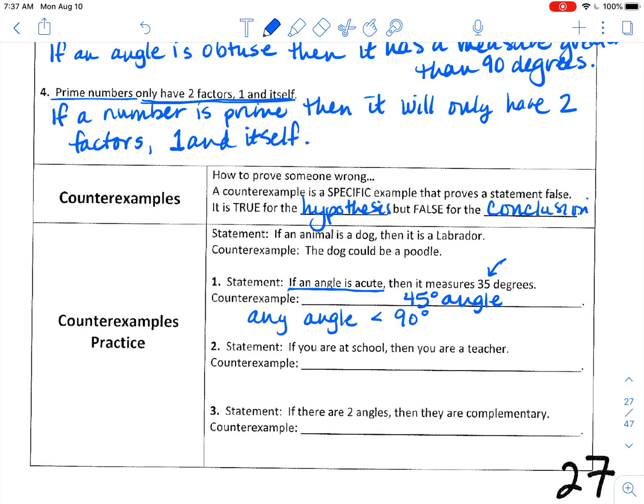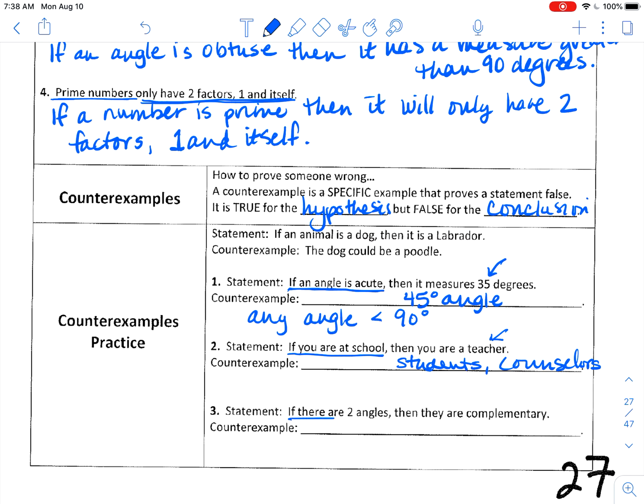Okay, problem number 2. If you are at school, then you are a teacher. So we need to be someone at school. Is everyone a teacher? How about students? Counselors? Are you getting the idea?